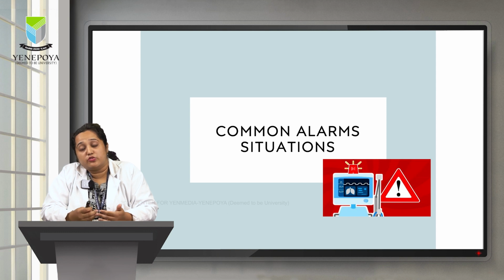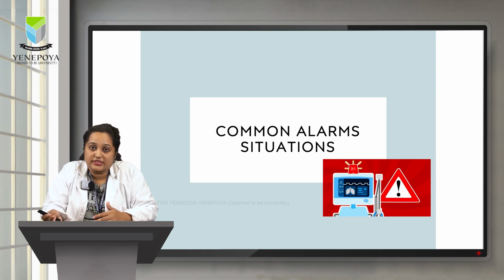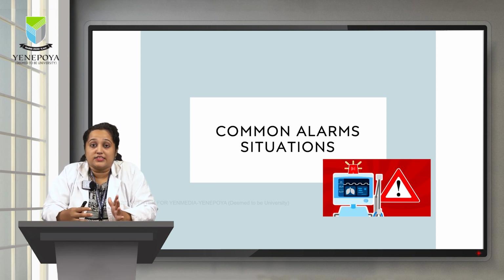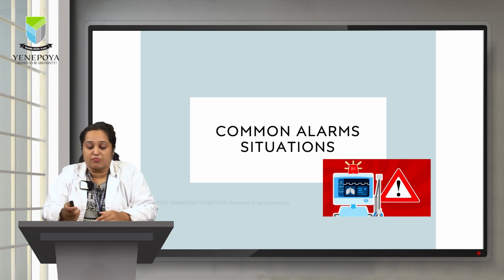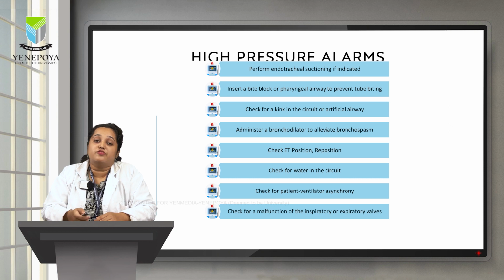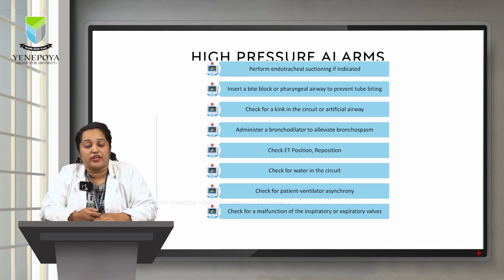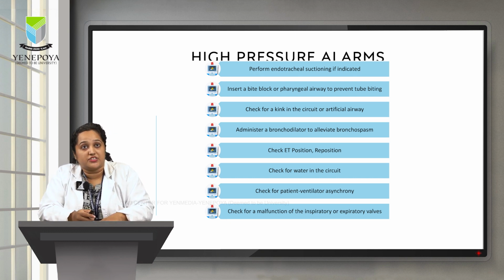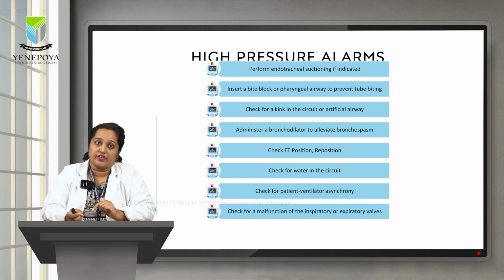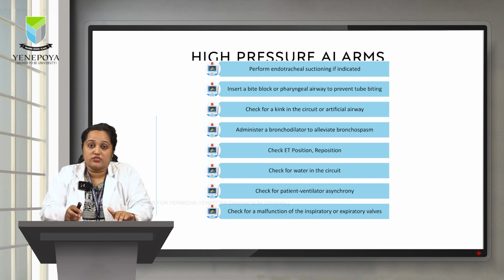I already told you the very common alarms that you are going to see in an ICU setup. Let's see why these alarms come up and how you can troubleshoot them. So the first one is high pressure alarm. Very commonly we see this in ICU. The high pressure alarm is very common in patients with respiratory conditions that cause decreased lung compliance or increased airway resistance. Now there are various causes that high pressure alarm could be there.